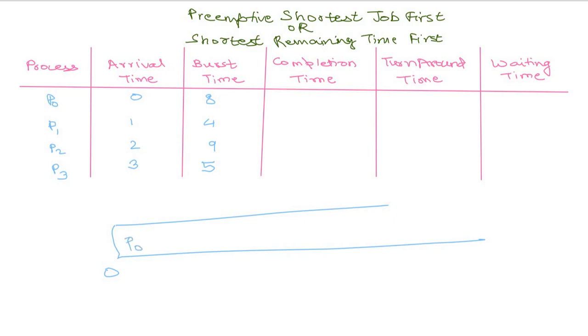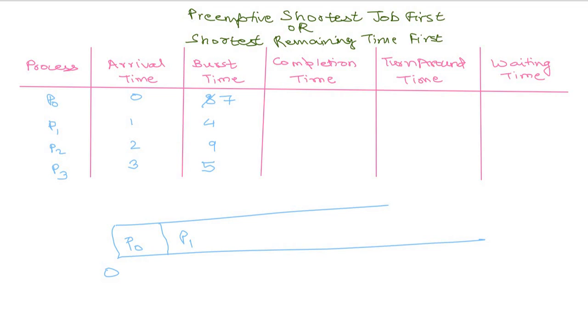Now at time unit 1, we see that a new process is coming in that has 4 units of burst time. What we basically need to see here is the remaining time. Since P0 has already completed 1 unit of time at t equal to 1, the remaining time is 7. Among 7 and 4, the minimum is 4, so we allocate it to P1 instead of P0. Since we preempt P0, we call it preemptive.